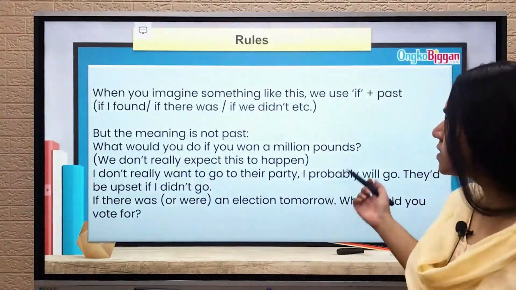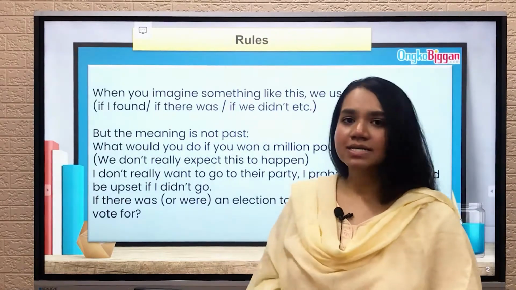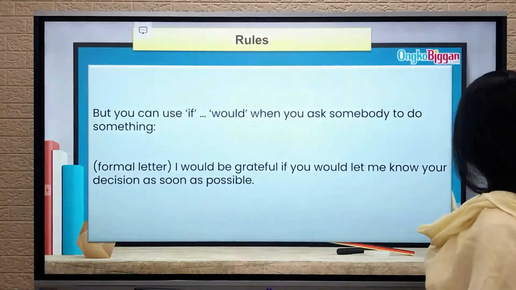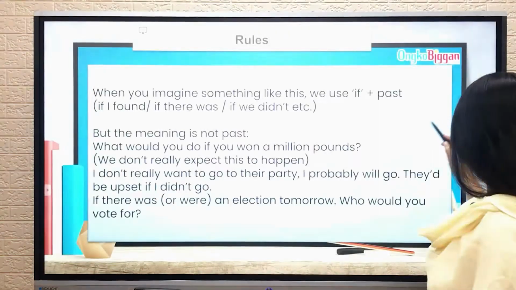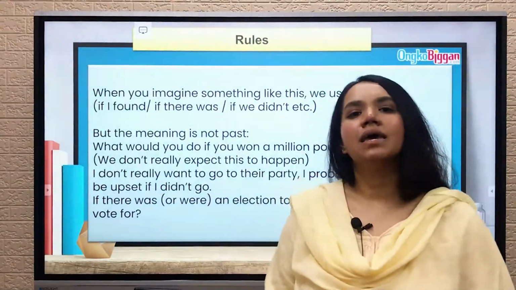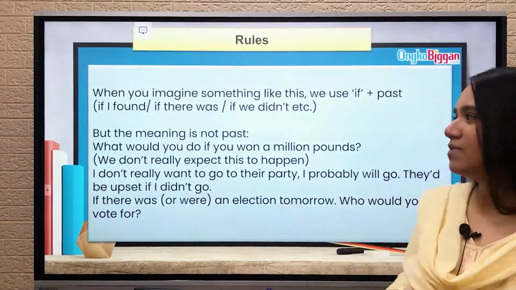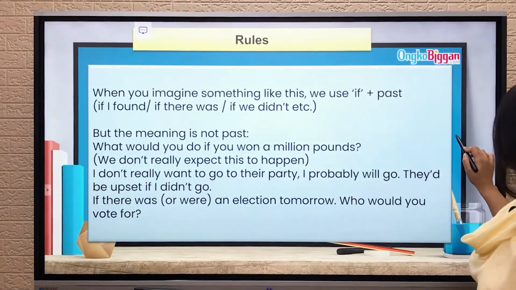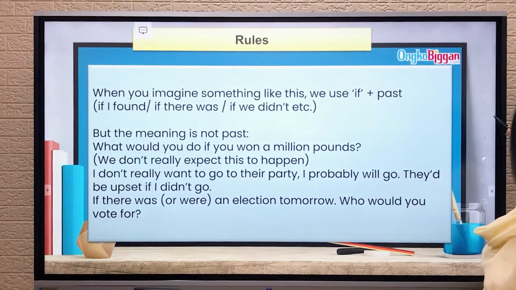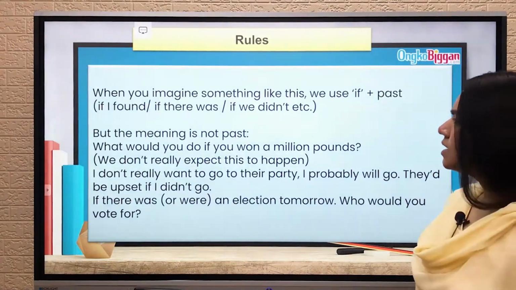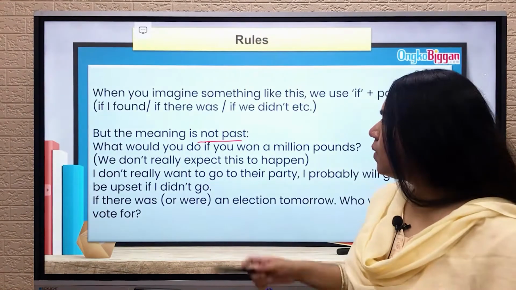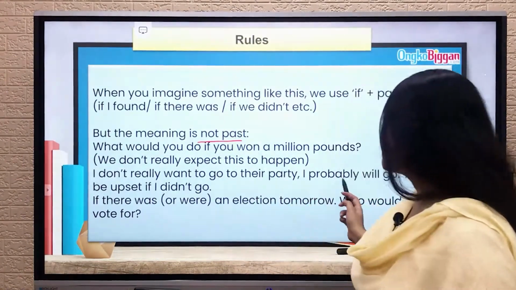So first of all, the first rule says that when you imagine something, wherever we use the word if, right after the word if there has to be the past form of the tense. You use the if clause in the first half of the sentence, and if you put the past tense, the meaning is not past. So, example: what would you do if you won £1,000,000?